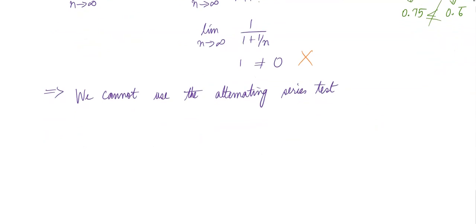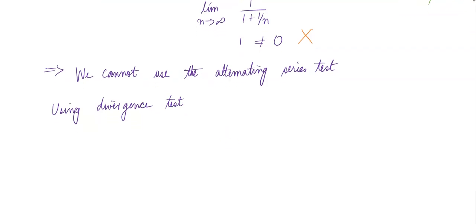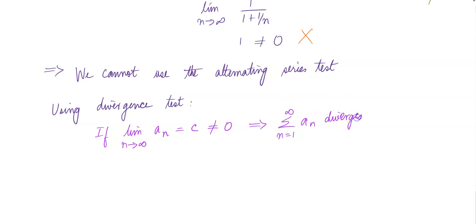the divergence test. I know there's a lot of tests, but we have to try to keep them all in track so that we know if one doesn't work, can I use a different test. The test says if limit of an as n approaches infinity is equal to c, some number which is not equal to 0, then it implies that summation an diverges. That was the divergence test.